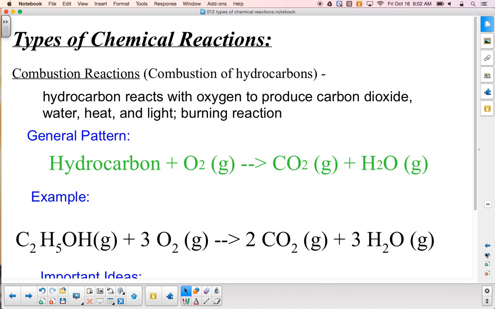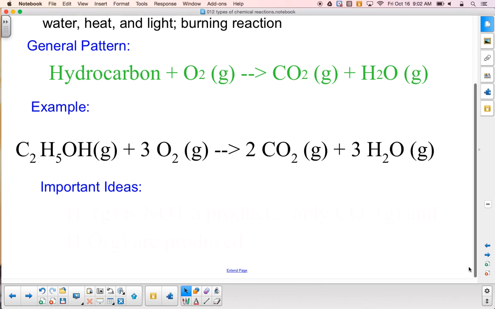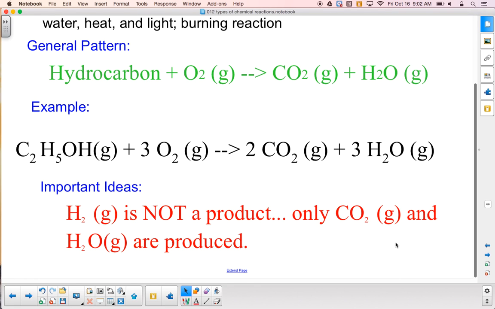A more specific example of this is shown here, the combustion of ethanol. This would be the reaction that takes place in one of the little sterno burners that would fuel something like a fondue pot or would keep your food warm at a buffet. The ethanol, in its gaseous form, reacts with 3 oxygen molecules to produce 2 molecules of carbon dioxide and 3 water vapor molecules. One of the most important ideas here is that hydrogen gas is not a product. The only 2 products here are carbon dioxide and water vapor.